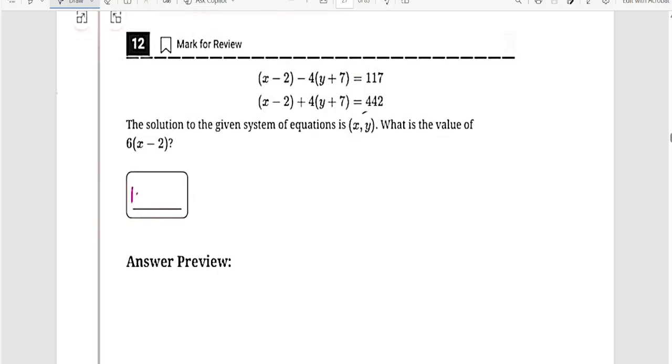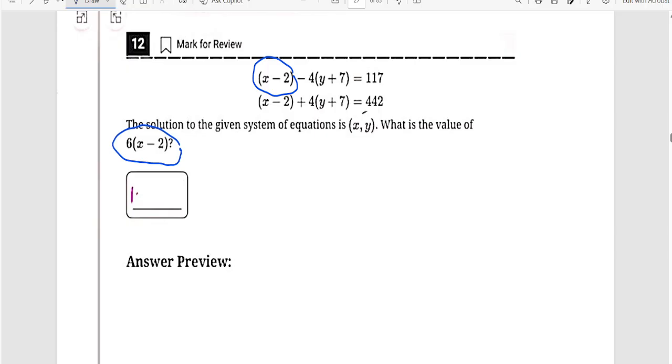So we are given a system of equations. We have to find the value of 6x minus 2. As you can see in the question, x minus 2 is given. If I can find the value of x minus 2, I will get this by multiplying it with 6. So basically what we need to do is first add both of them, and I can find it, right?